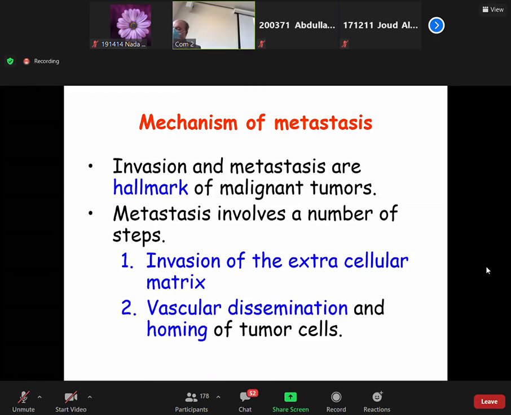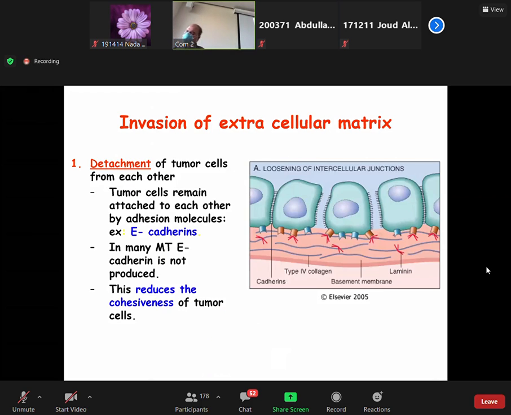All right, so how does it do that? Let's start with the first process. So the cells are sitting side by side. As long as they are side by side, everything is limited by the basement membrane. So the first step that the tumor cell will do is to detach itself from other tumor cells. How does it do that? It does that through downregulation of the adherens junction and the tight junction proteins, and that is going to make those cells free. That's number one.